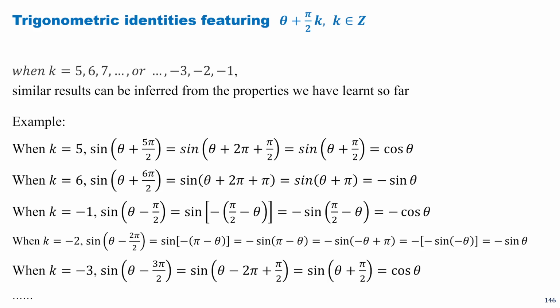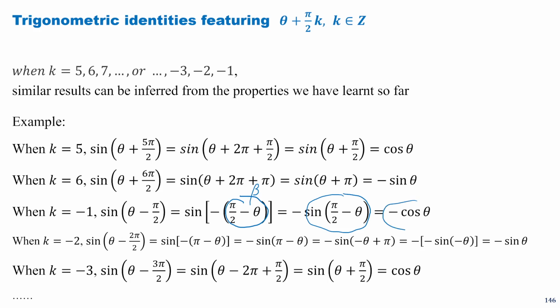When k equals negative 1, you will have sine theta minus half pi. We can rewrite this to sine negative half pi minus theta, right? Then we can consider this is your angle beta. Then sine negative beta equals negative sine beta. And sine half pi minus theta, we have already learned this property previously. This is called co-function identity. So sine half pi minus theta equals cosine theta, right?